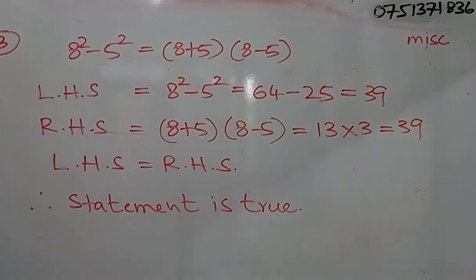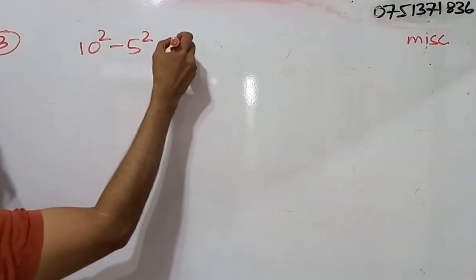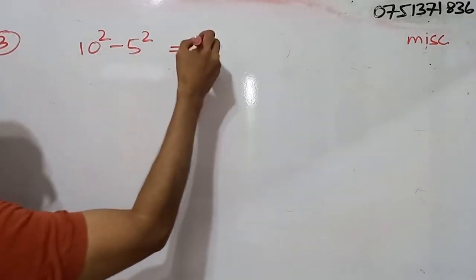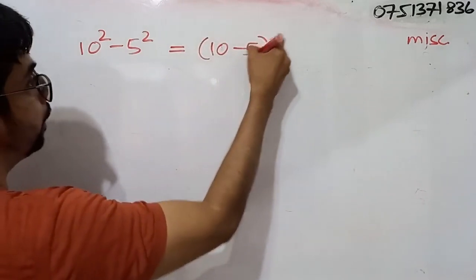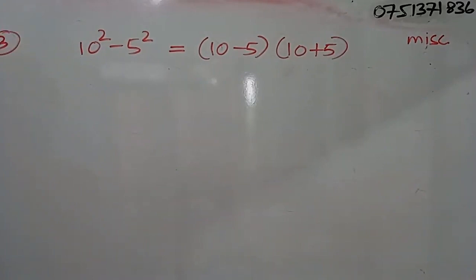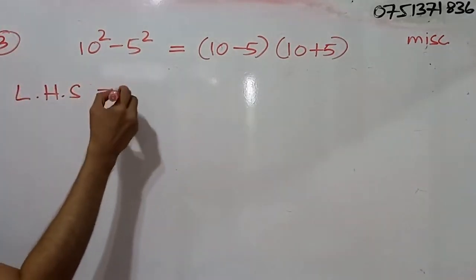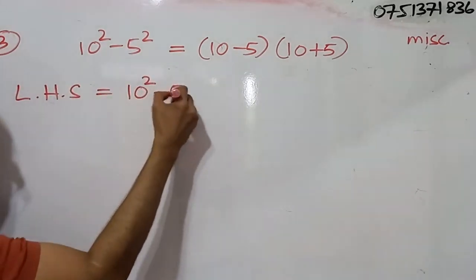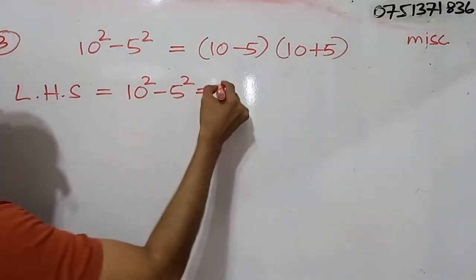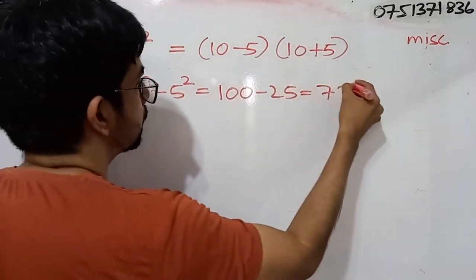So now we will take another pair of numbers. So we will take the number 10 and 5. So that means 10 squared minus 5 squared should be equal to what? 10 minus 5 and 10 plus 5. Right. So we will simplify the left hand side. Left hand side, that is what? 10 squared minus 5 squared. That means 100 minus 25. So we will get 75.